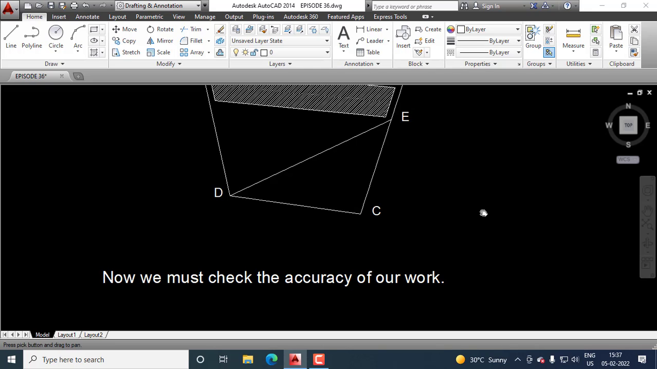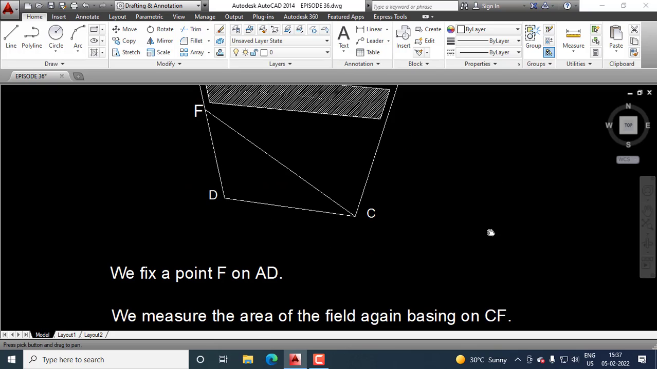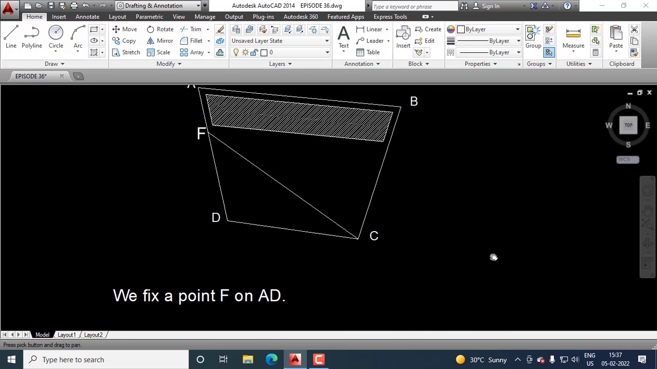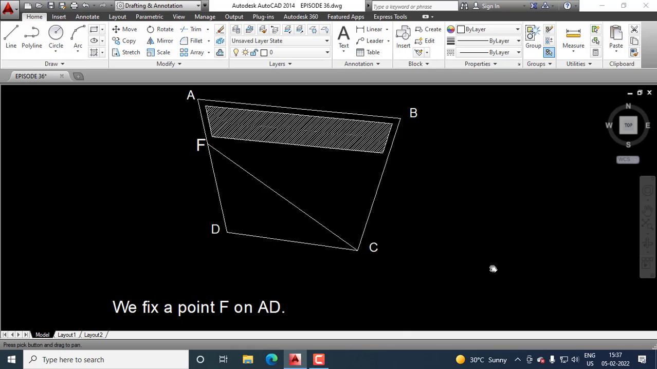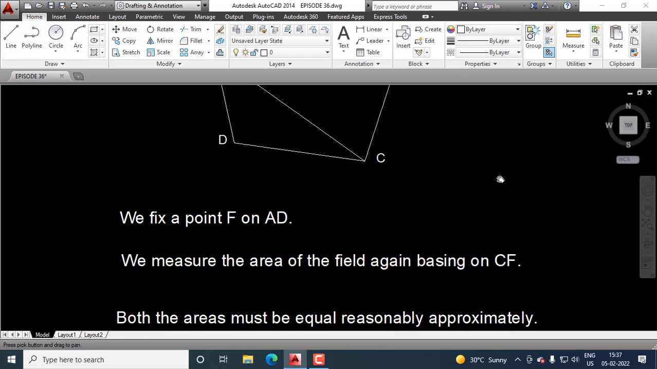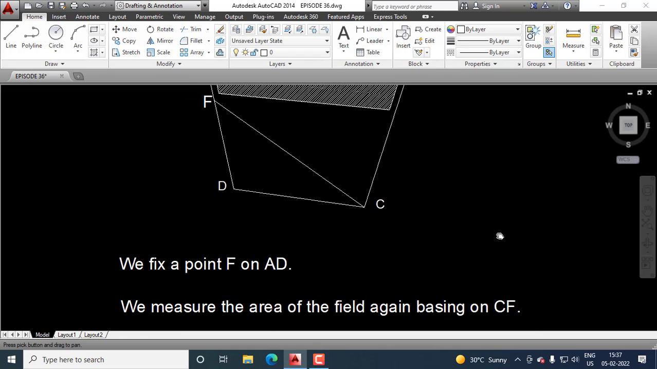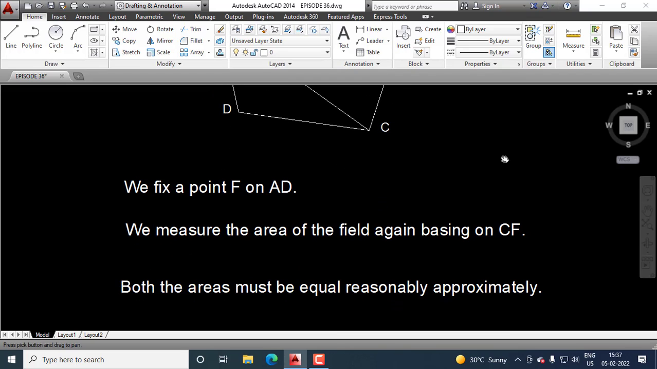Now we must check the accuracy of our work. We fix a point F on AD. We measure the area of the field again basing on CF. Both the areas must be equal reasonably approximately.